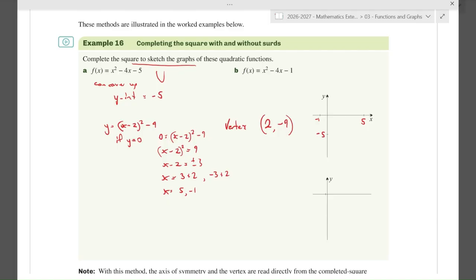When you put in that 2, you've made your bracket 0. When you've made your bracket 0, all you're left with is that constant that's not in there. So you've actually got the vertex sitting in front of you. Once you've completed the square, the vertex is sitting there. All you have to do is read it off. Cool? So we're at 2, minus 9, which is approximately there.